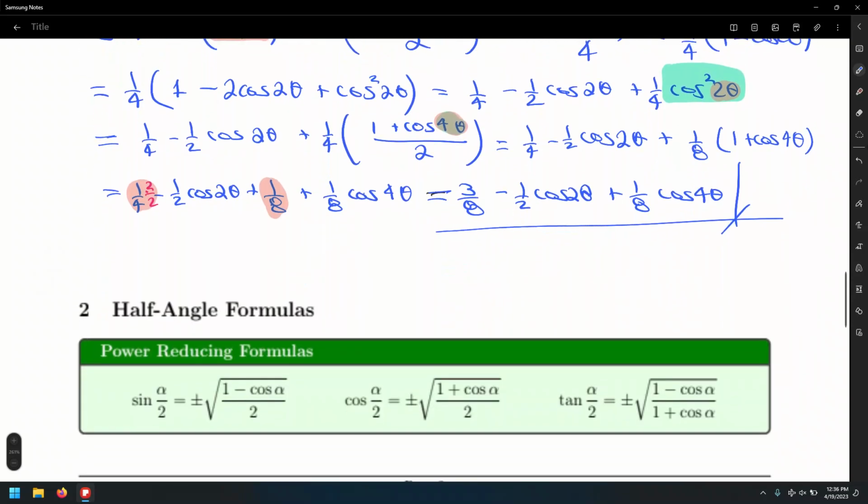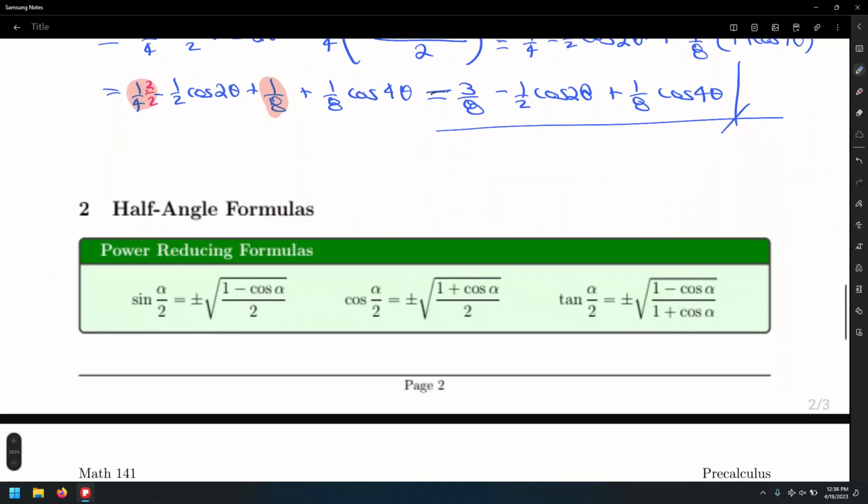All right, how about the half angle formulas? Well, these are the formulas right here, and actually these formulas are the result of playing with the power reducing formulas. By the way, there's a little typo here. This should be half angle.